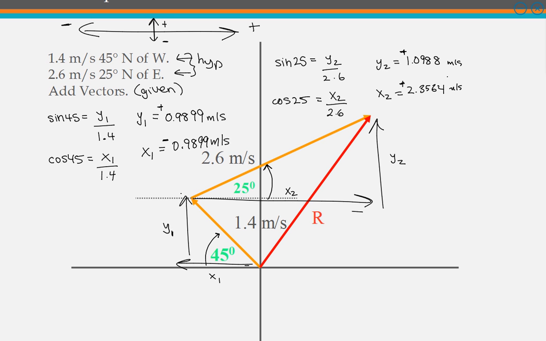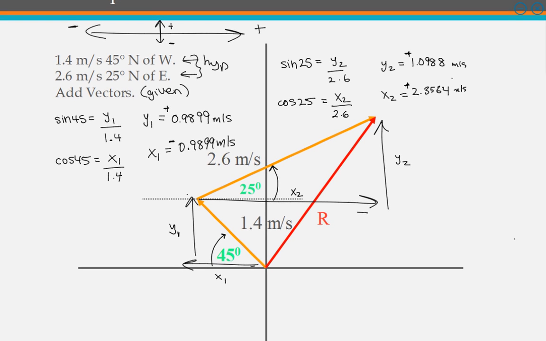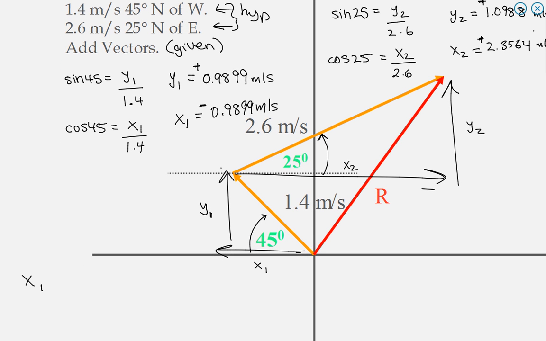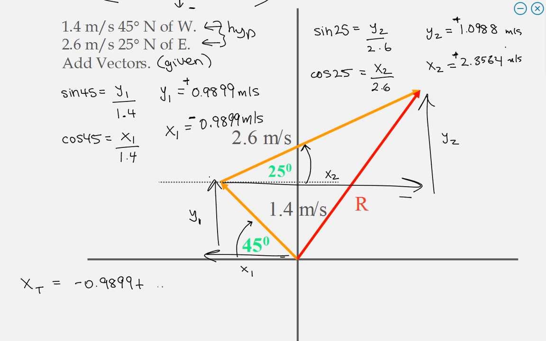All right, let's go here, down somewhere where you've got some space. I'll go x capital T, just for total, I guess. Keep it simple. X total. What is x total? Negative 0.9899 plus 2.3564.